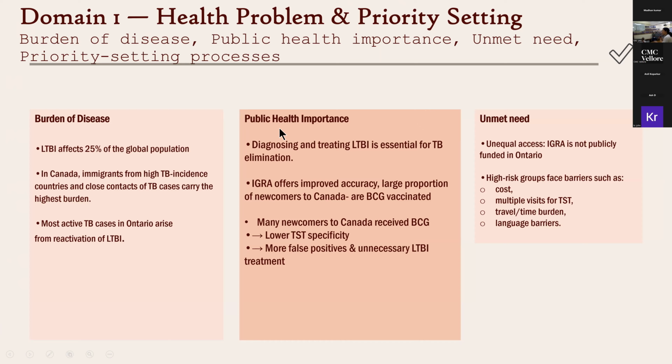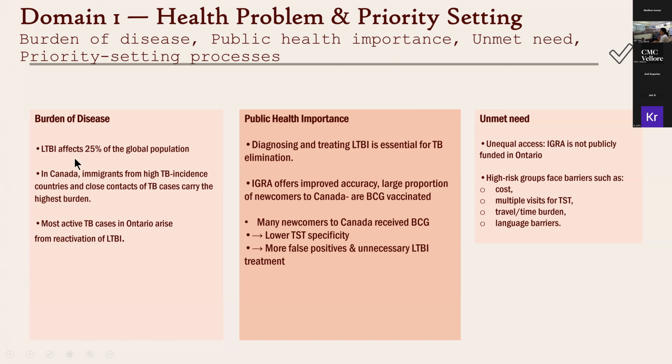So the first domain is health problem and priority setting. So any HTA that's being done, you need to decide, is it a priority? And to decide whether a problem is a priority, you look at burden of disease, public health importance, and unmet need. So now this is actually published by Ontario, that is in Canada. So this is from a Canadian perspective.